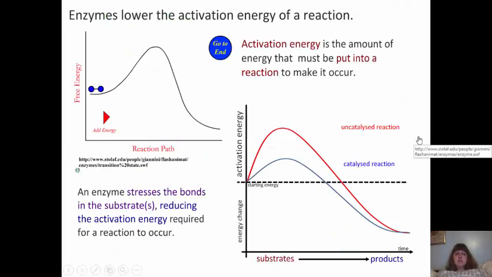All right, so we just talked about the fact that that stress on the molecule in the enzyme is what lowers the activation energy of a reaction. But what is activation energy? It's the amount of energy that must be put into the reaction to make it happen. So here we have the red line being the uncatalyzed reaction and then the blue line being the catalyzed. So they're both going to require some activation energy to be able to get down to the products.